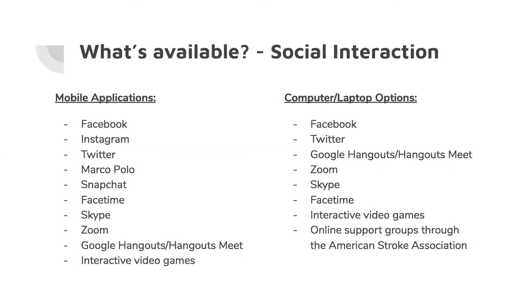So we're going to talk through some mobile applications and also some computer or laptop options. And you will see a lot of similarities here because many of these websites have created apps to make it a little bit more accessible and easier to use when you're out and about. For mobile applications, there are social media apps such as Facebook, Instagram, Twitter, Marco Polo, Snapchat, and FaceTime. And even I think Skype, Zoom, and Google Hangouts all do have apps, but they are used a little bit less on the phone than the first 6 that are listed here.